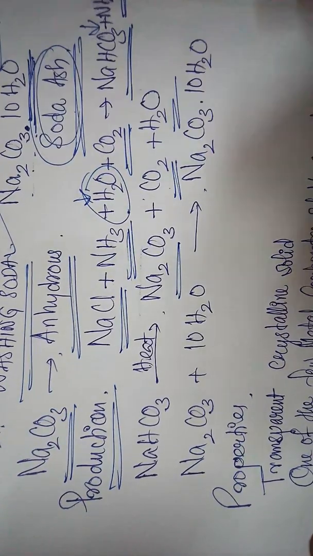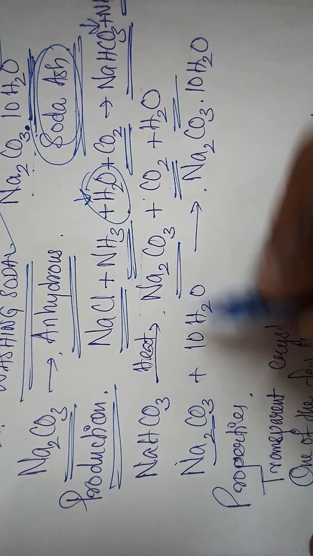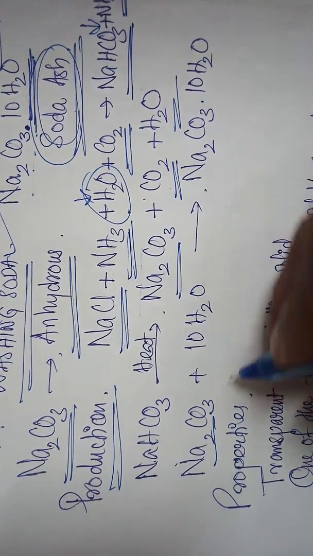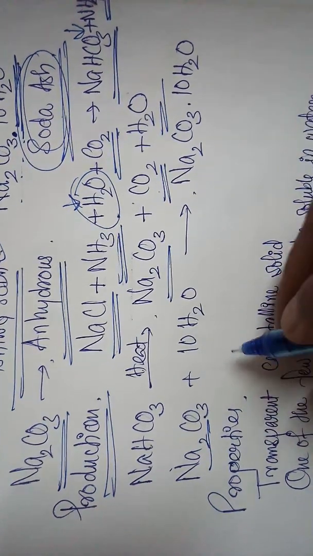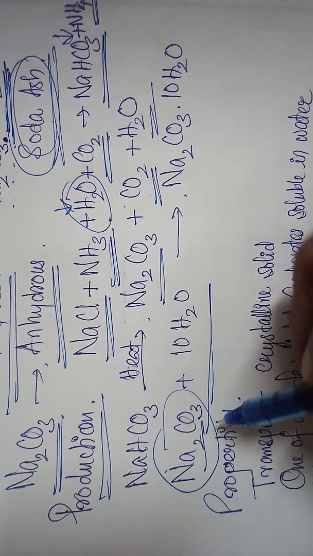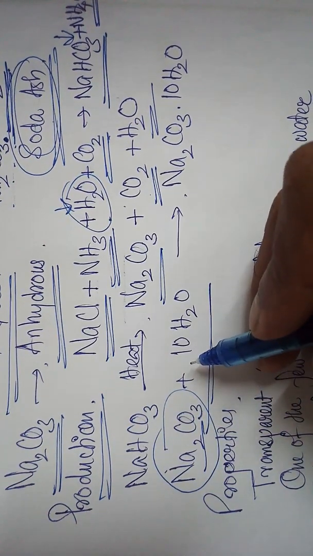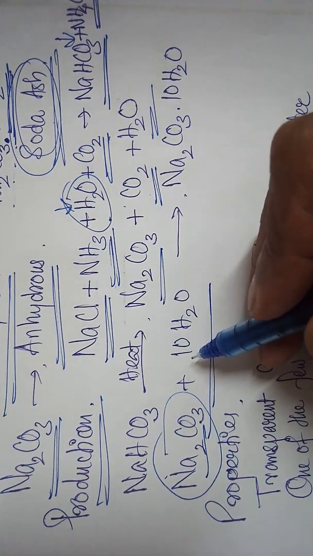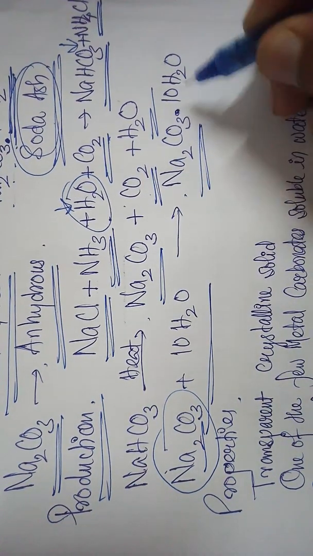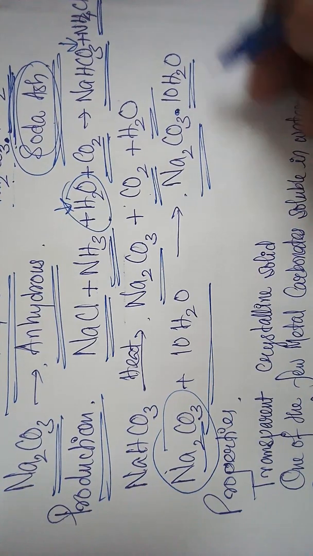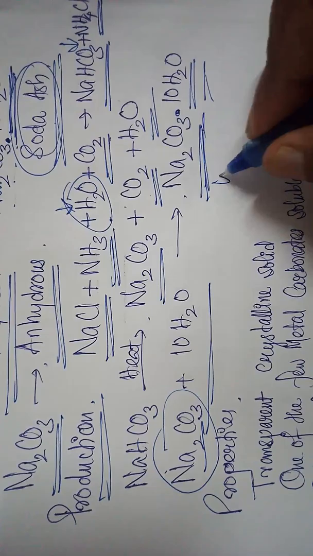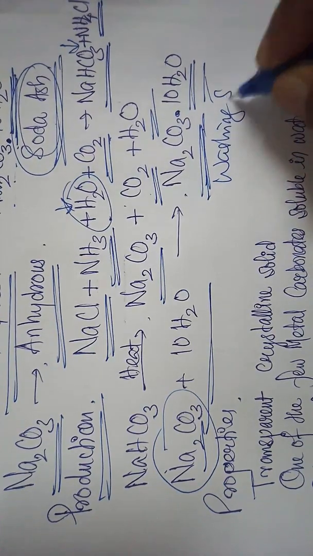The same anhydrous sodium carbonate is now dissolved in water and recrystallized to get washing soda crystals. The anhydrous sodium carbonate, when dissolved in water and recrystallized, gives sodium carbonate with water of crystallization, 10H2O. So we can say sodium carbonate decahydrate, or we can say washing soda.